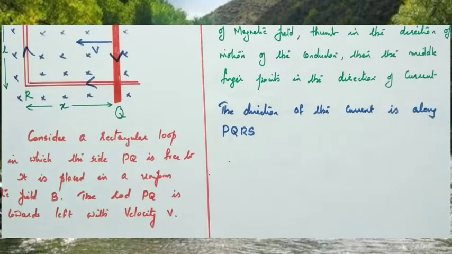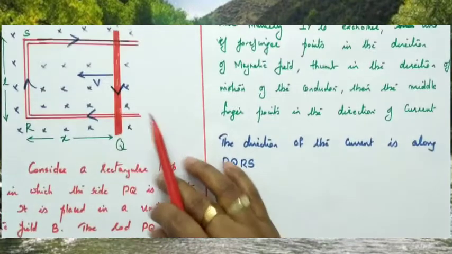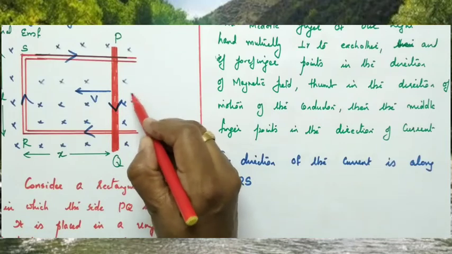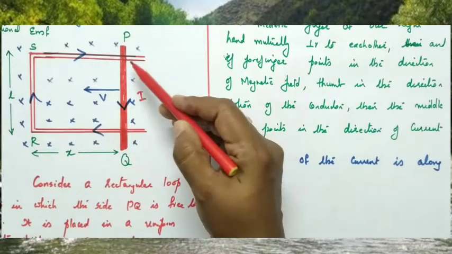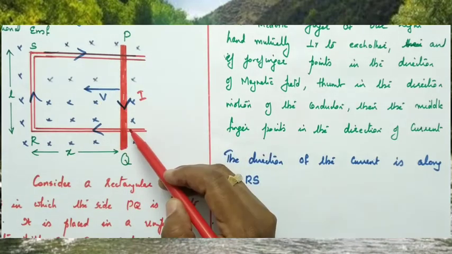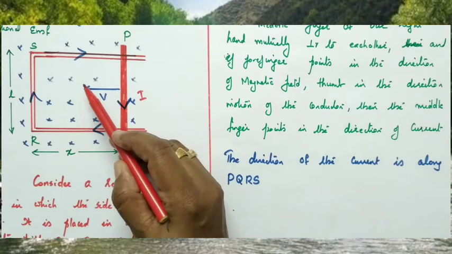Now we know that PQ is a current carrying conductor, carrying current I, of length L, placed in an external magnetic field B. So what happens to the conductor?